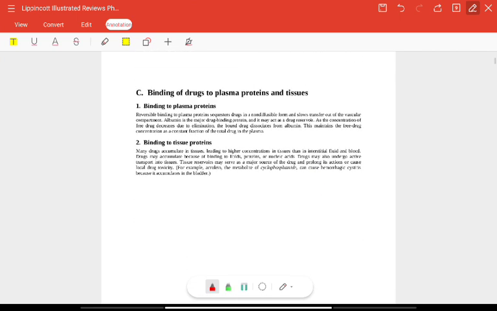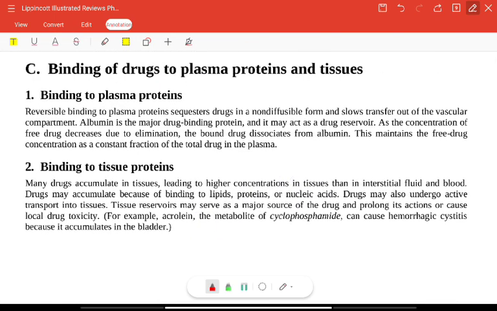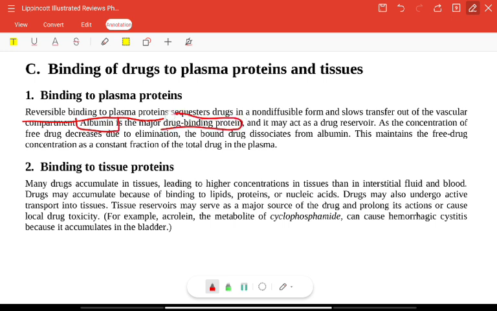Okay, now we will have a look at the binding of drugs to the plasma protein and tissue. Reversible binding to the plasma proteins is in a non-diffusible form and it slows transfer out of the compartment. Albumin is the major drug binding protein, you have to remember this, and it acts as a drug reservoir too. Concentration of the free drug decreases due to elimination. The bound drug dissociates from albumin. This maintains the free drug concentration as a constant fraction of total drug in plasma.